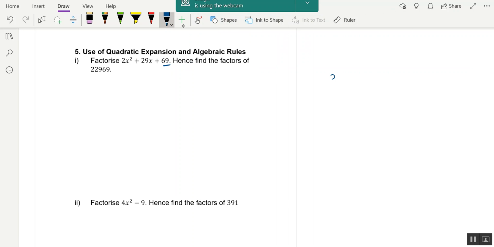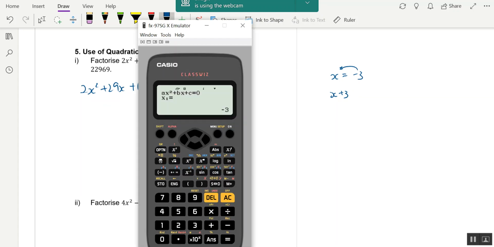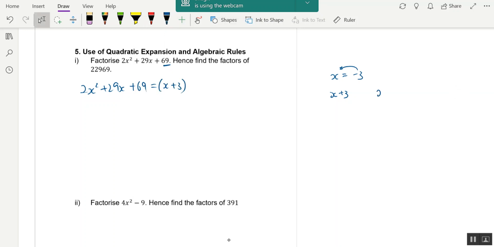You can write this on your right side, okay? x equals -3. I bring the -3 over, so this means that it's x plus 3. So your 2x squared plus 29x plus 69, the first bracket is x plus 3. Okay? The second bracket would be x equals -23 over 2.